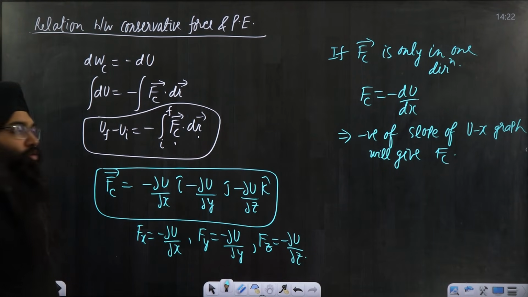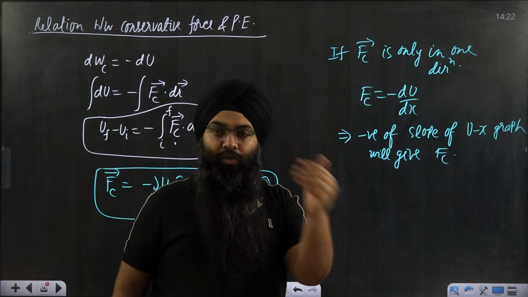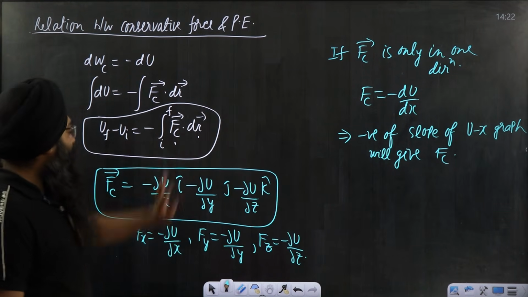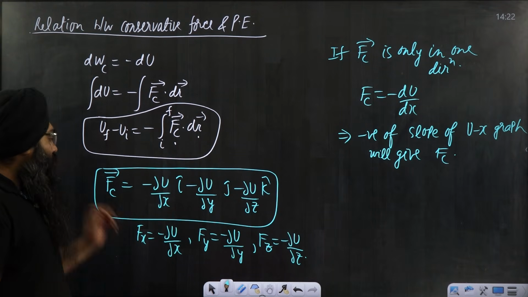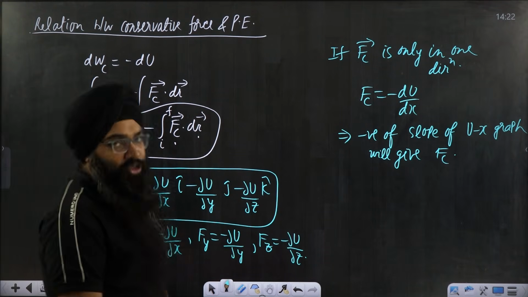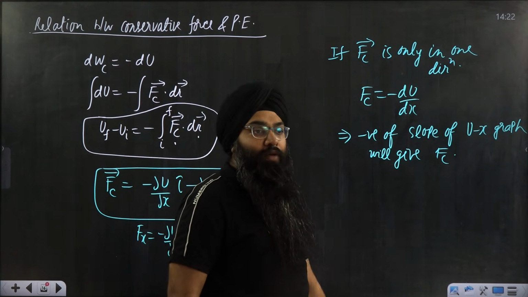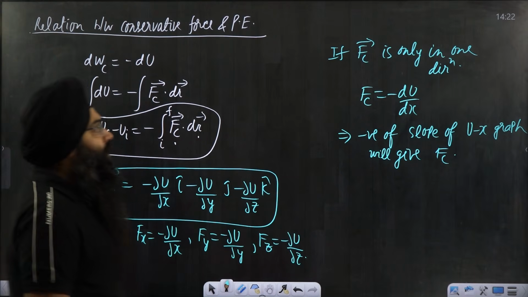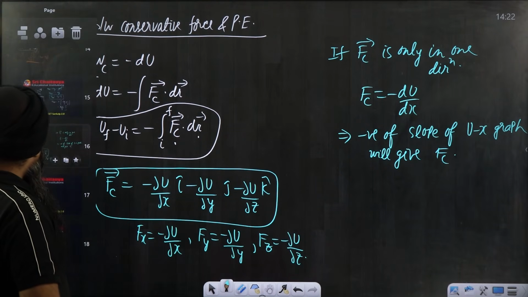I hope it is clear to you that if conservative force is given to you and you want to find the change in potential energy, then you can write U final minus U initial is equal to minus of integration Fc vector dot dr vector. And if U as a function of x, y, z is given and you want to find conservative force, you have to do partial differentiation. And if force is only in one direction, then the negative of the slope of the U-x graph will give you the value of conservative force. So I hope this point is also clear to you.